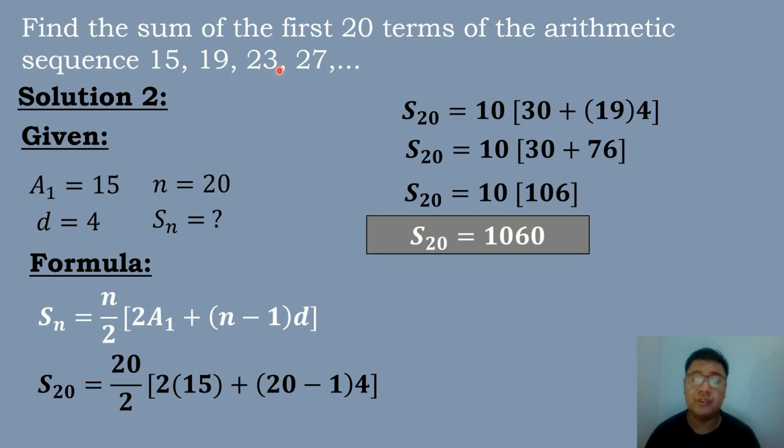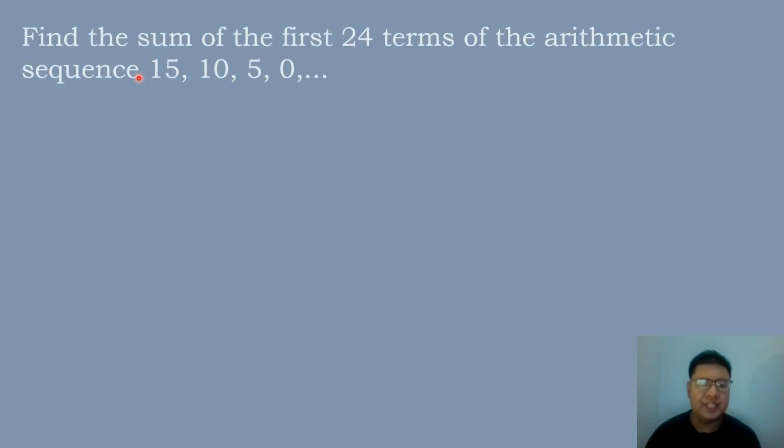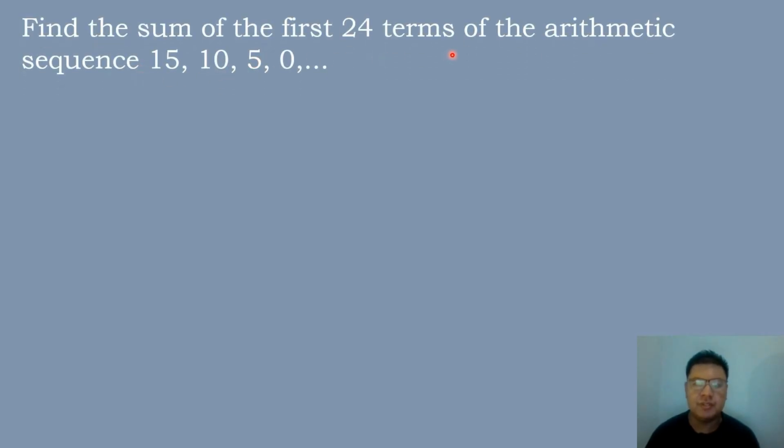So the sum of the first 20 terms of the arithmetic sequence 15, 19, 23, 27, and so on is equal to 1060. Okay, so let's now have our next example. Find the sum of the first 24 terms of the arithmetic sequence 15, 10, 5, and 0.